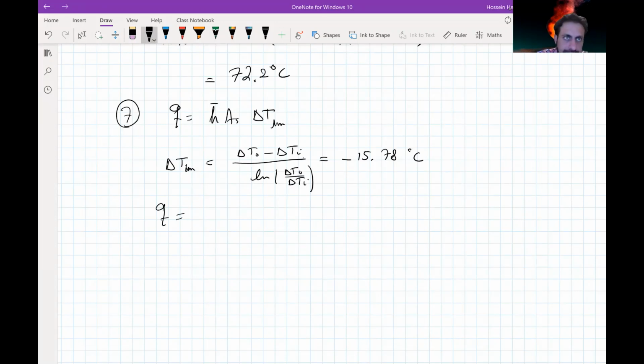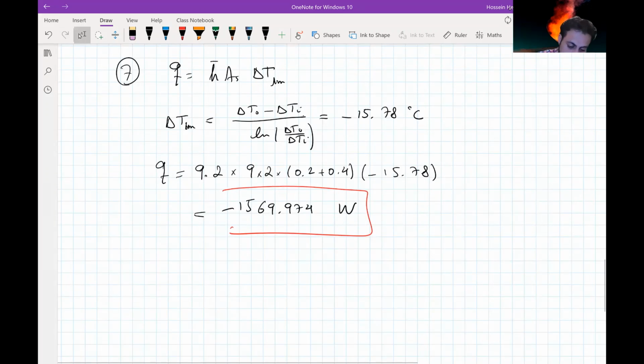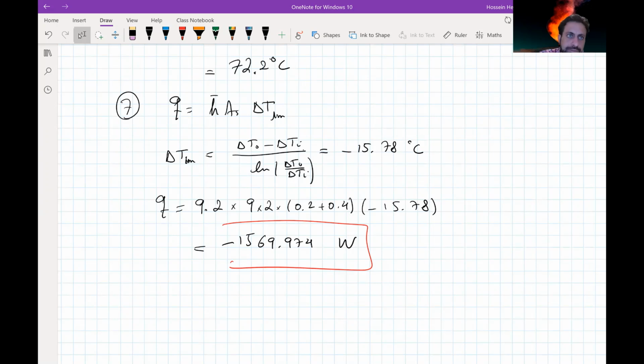So Q will be 9.2 for h, A_s is 9 times 2 times 0.2 plus 0.4, and times minus 15.78, and that would be minus 1569.974 watt. This is the rate of heat transfer from the air to the surrounding media.